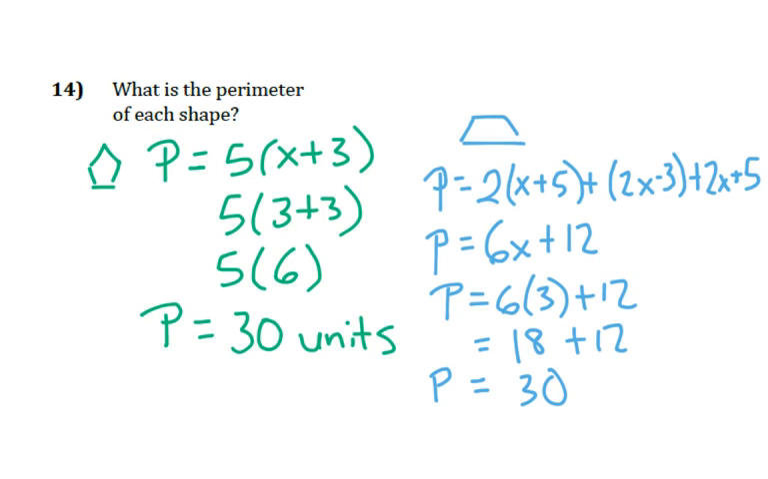Now here we didn't actually have to use the expression to represent the perimeter of the trapezoid and find it, because we'd already done it by doing the pentagon, and in 13 we set them equal, which means their perimeters would be the same. So this was just a check by finding the perimeter of the trapezoid.